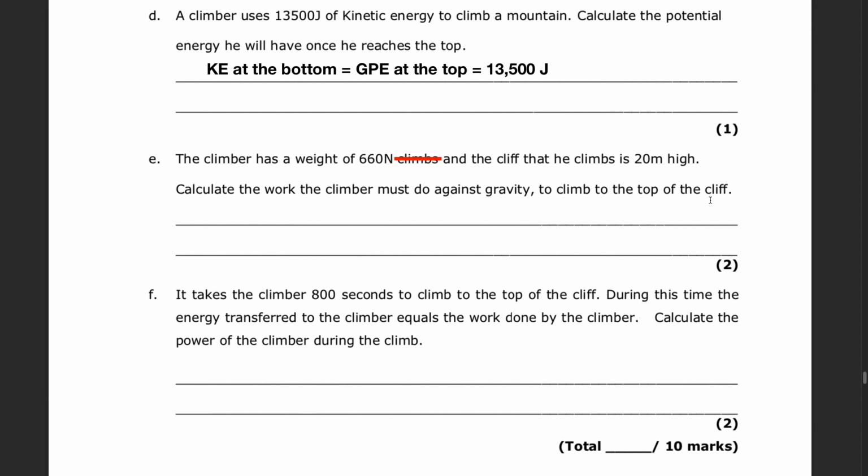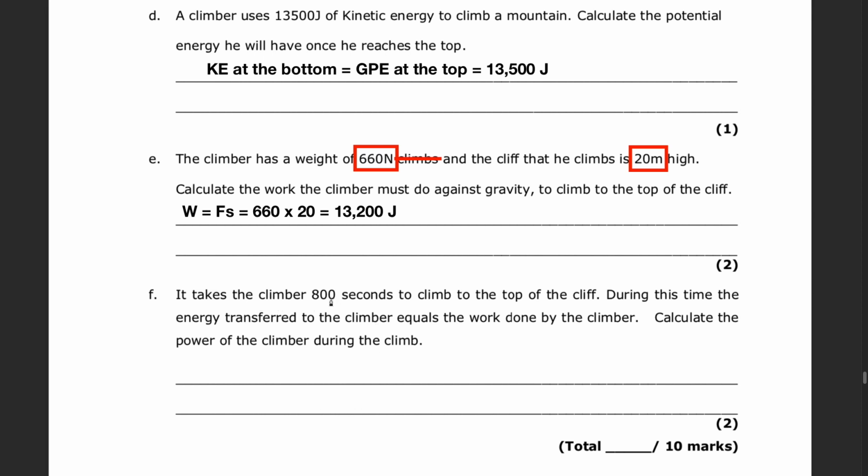So we know that work is equal to the force multiplied by the distance moved in the direction of the force. So the force has been given to us as 660 and the distance as 20 meters. So we simply have to plug in the values and work it out. From work done equals force multiplied by distance, we can get 660 times 20, which will give us 13,200 joules.